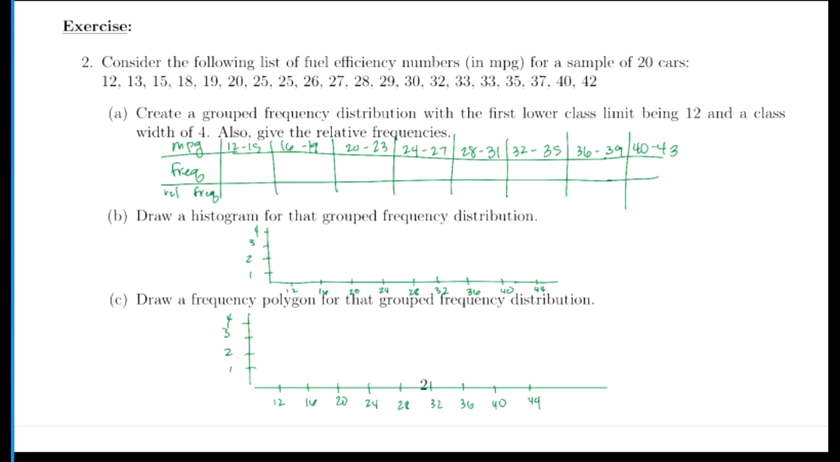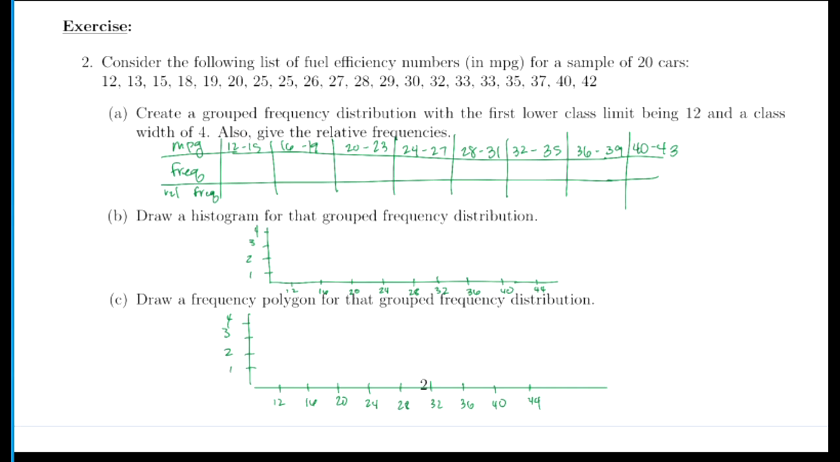So what that means is we're going to make a table, and we're going to group things with a lower class limit of 12. So we're going to start at 12 and a class width of 4. So go to 12, count out 4. So 12, 13, 14, 15. That would be your first 4. That is your grouped frequency for the first one. And then you'll start at 16 and do the same thing. So 16, 17, 18, 19.